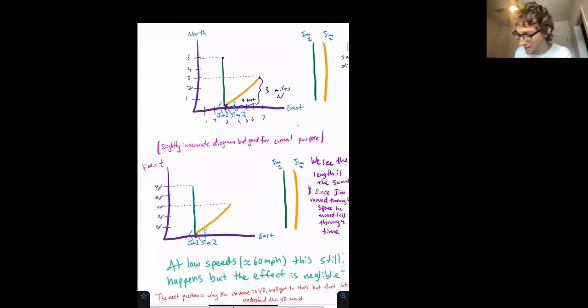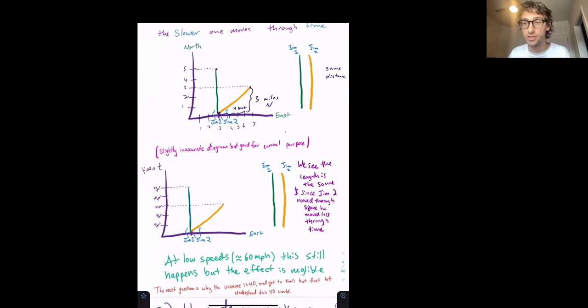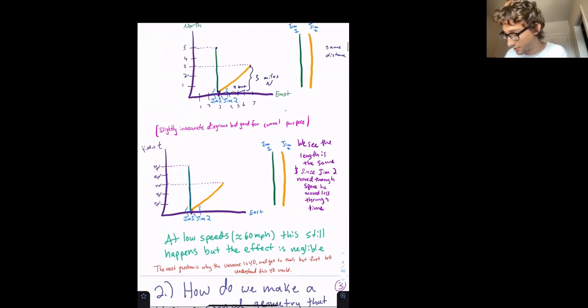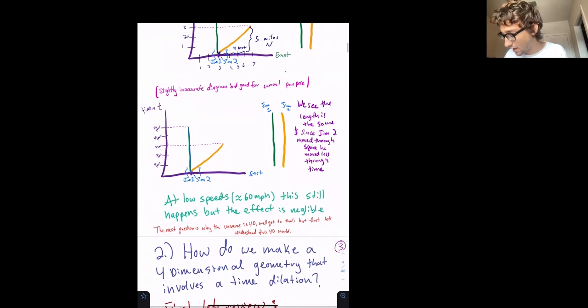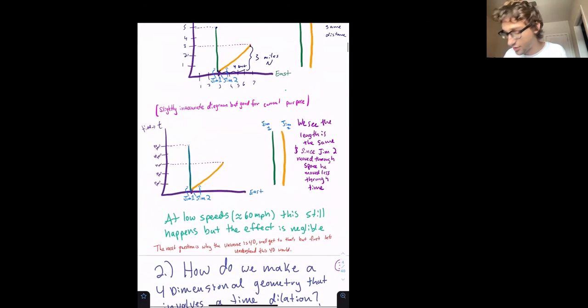And this happens at low speed. So even when you're in a car, you're moving less through time than your friend at home, but it's just very low. Like you can't really measure it. It's only when you get to insane speeds, like half the speed of light or something, that you can measure it.